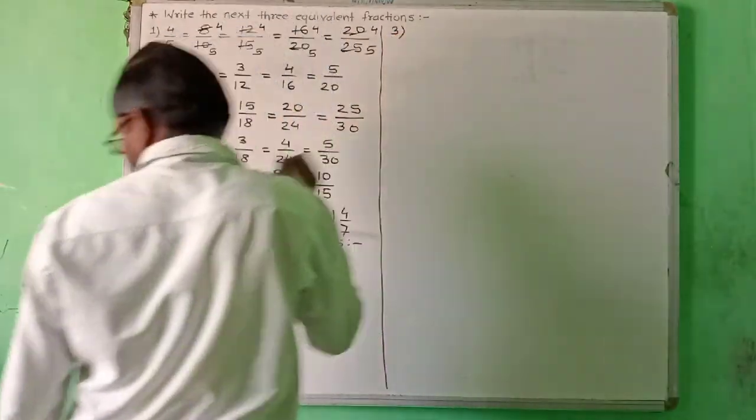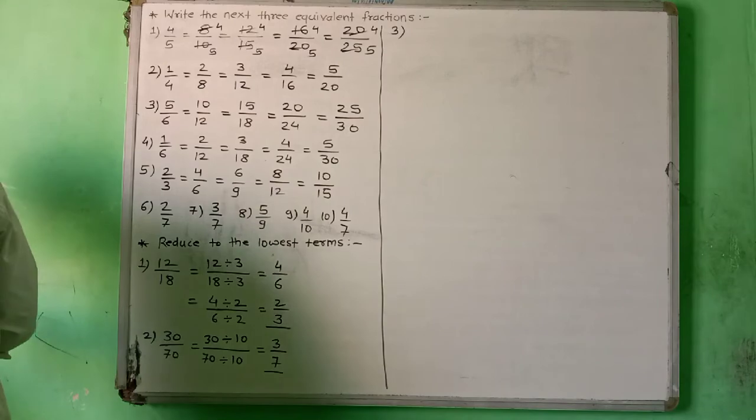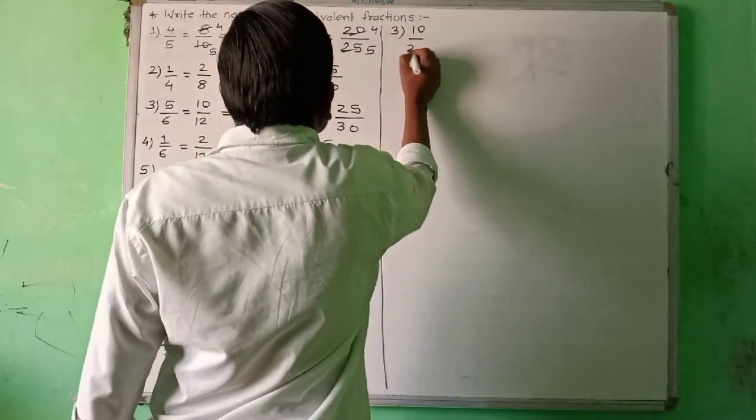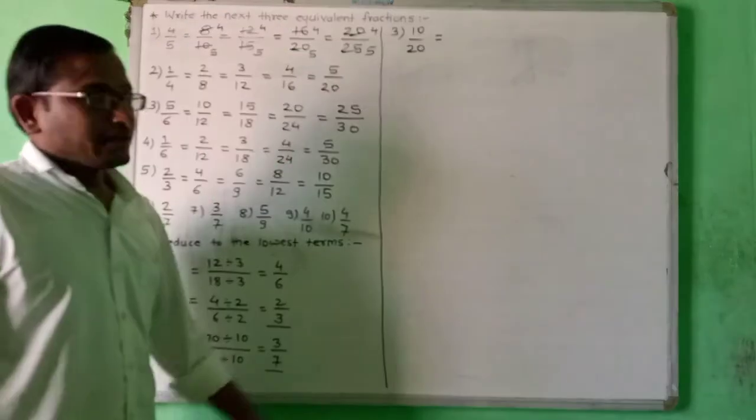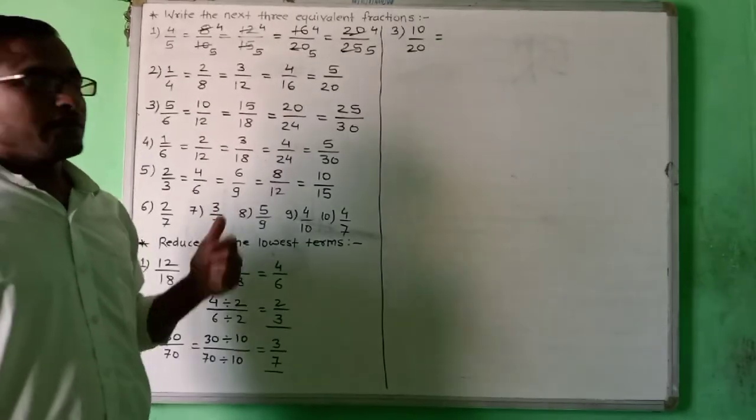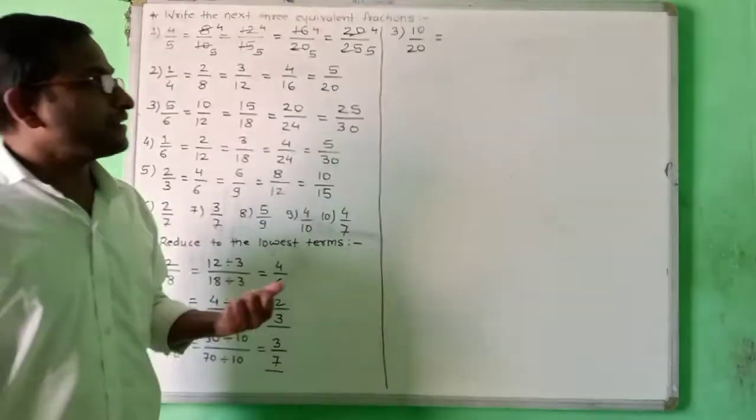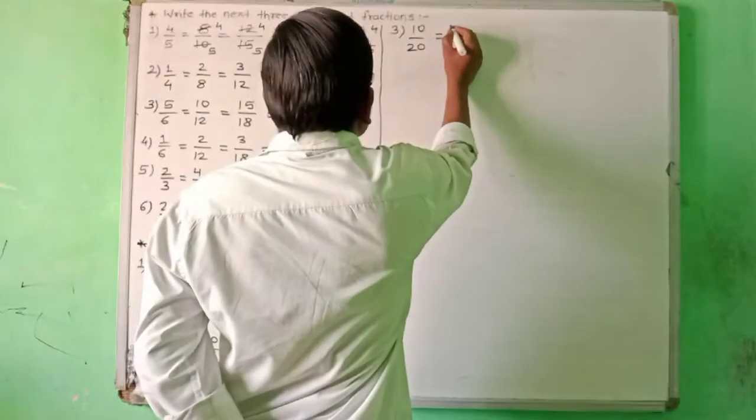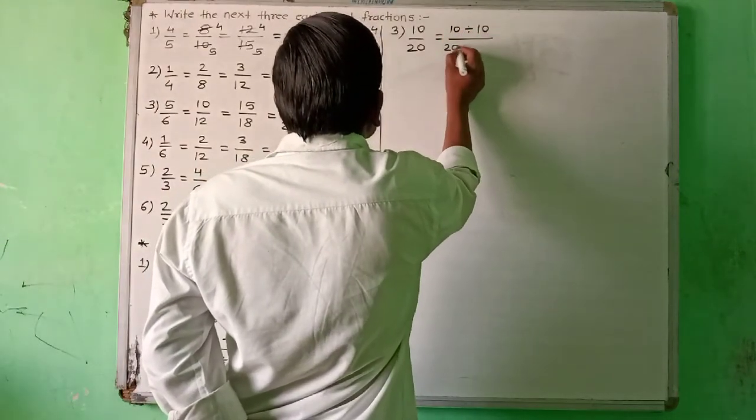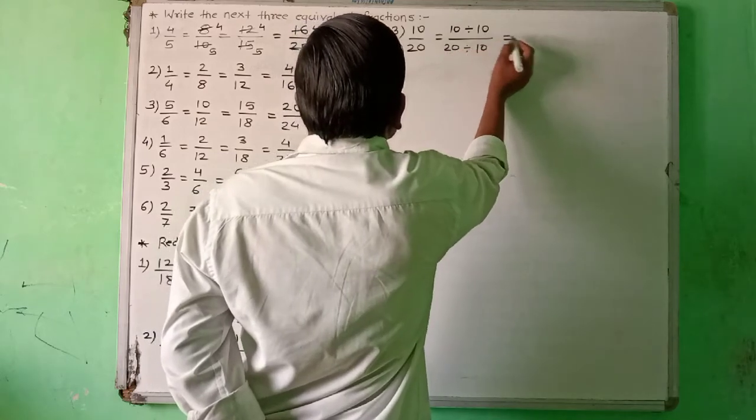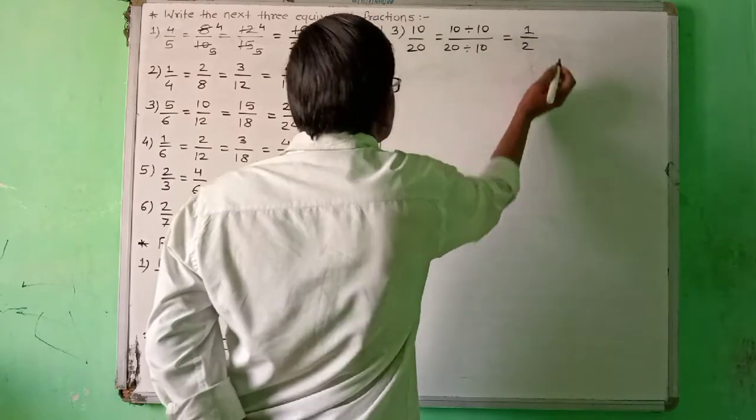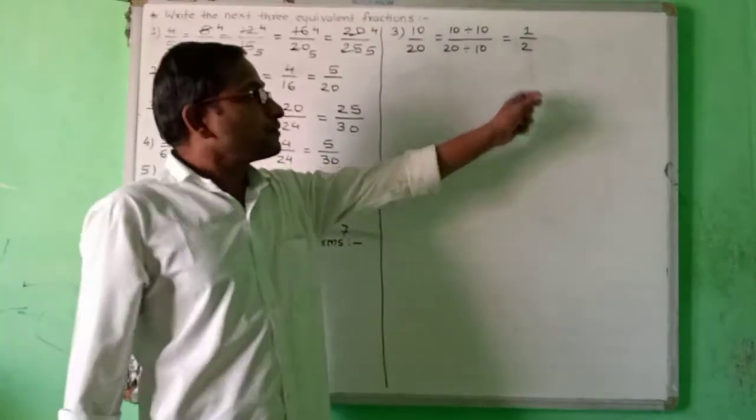Third, 10 upon 20. So again, 10 upon 20. 10 and 20 are present in the table of 5, of 2, and also 10. So you divide by 10, the highest number. 10 divided by 10, then 20 divided by 10. Then we get the answer here: 10 1s are 10, so 1, and 10 2s are 20. So your answer is 1 upon 2.